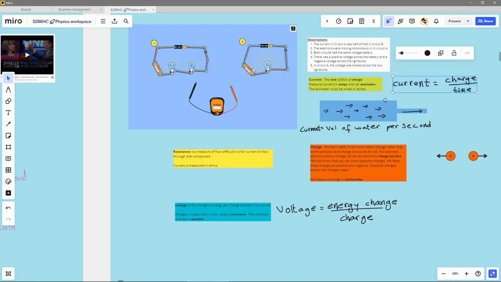So when we're measuring the voltage, we're looking at the amount of energy the battery has given it, or the amount of energy per charge. Sorry, or we're looking at the amount of energy the light bulb has used up per charge.